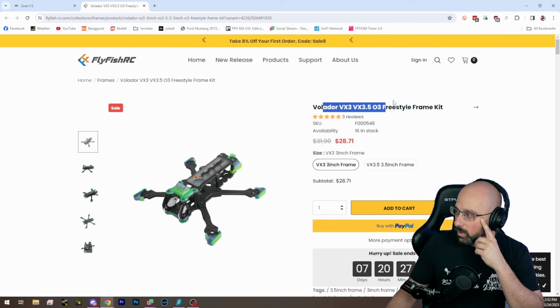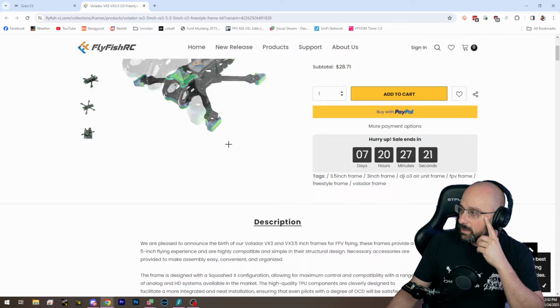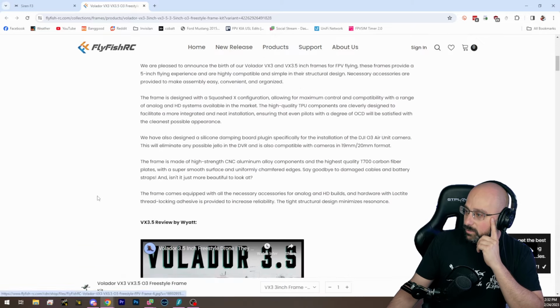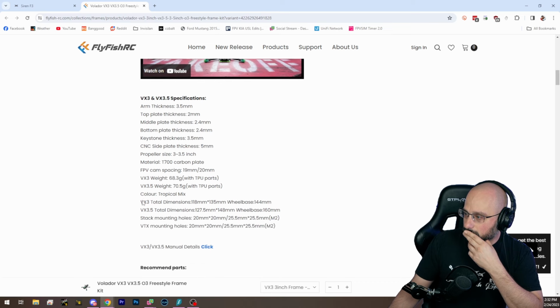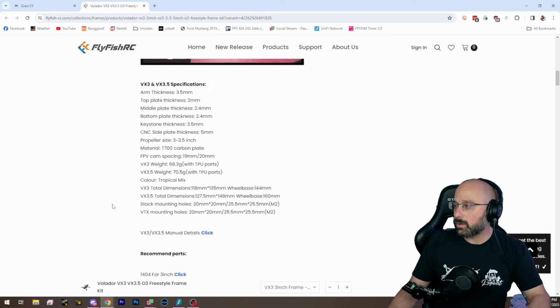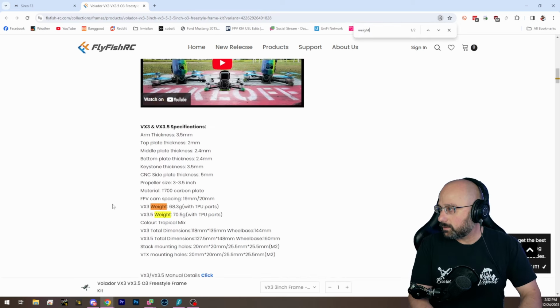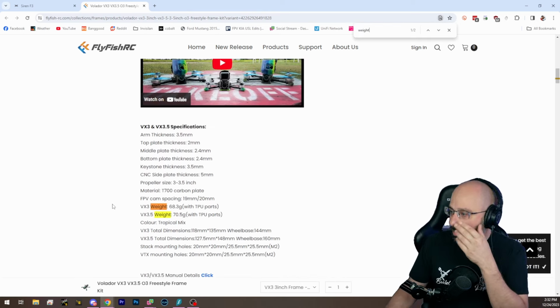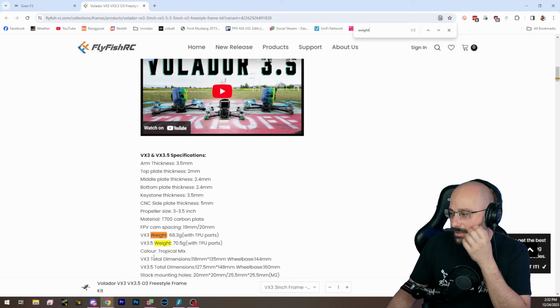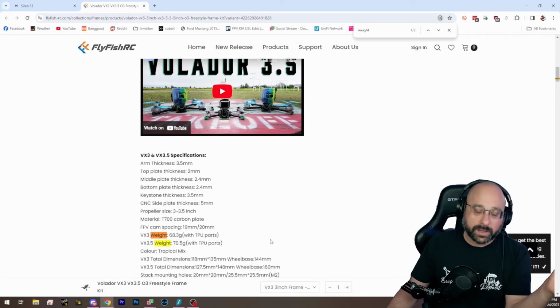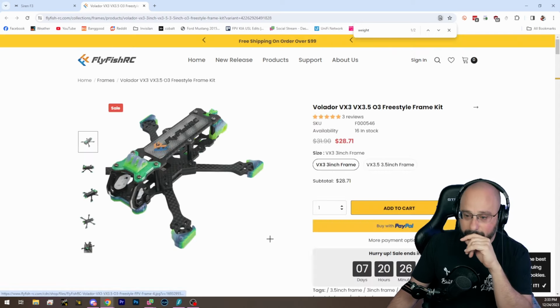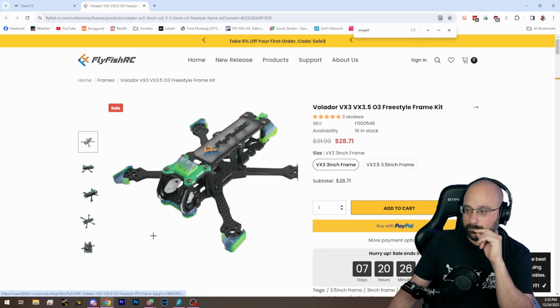What's the weight on the Volador VX3? A great frame, but not known for being ultra lightweight. Where's the weight? There we go. Oh, God, 70 grams. Okay, that's getting up there. See, that does include the TPU parts. So if you left off the TPU parts, you'd save some weight. All right.